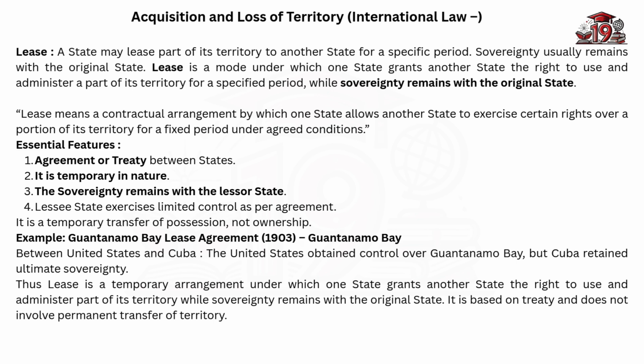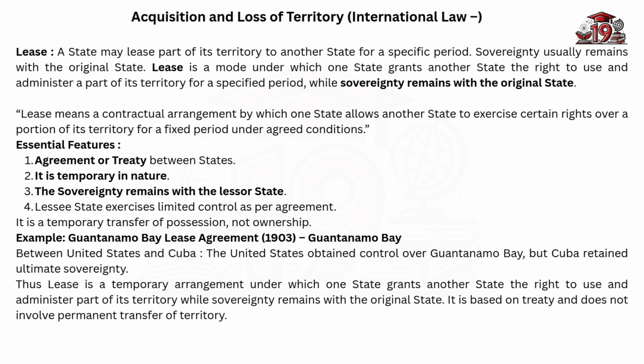Lease means a contractual arrangement by which one state allows another state to exercise certain rights over a portion of its territory for a fixed period under agreed conditions. Essential features: agreement or treaty between states. It is temporary in nature. The sovereignty remains with the lessor state. The lessee state exercises limited control as per the agreement. It is a temporary transfer of possession, not ownership.